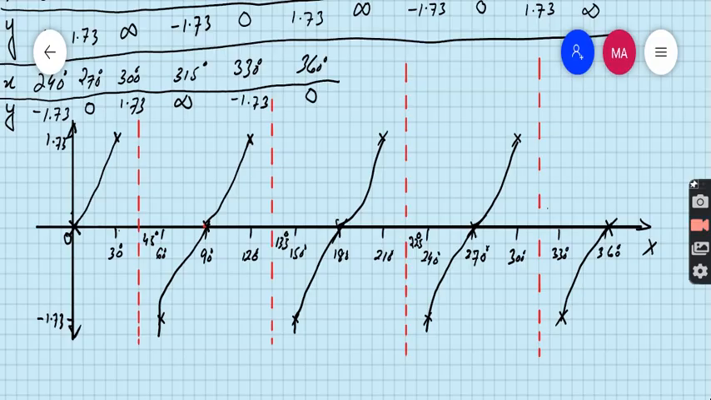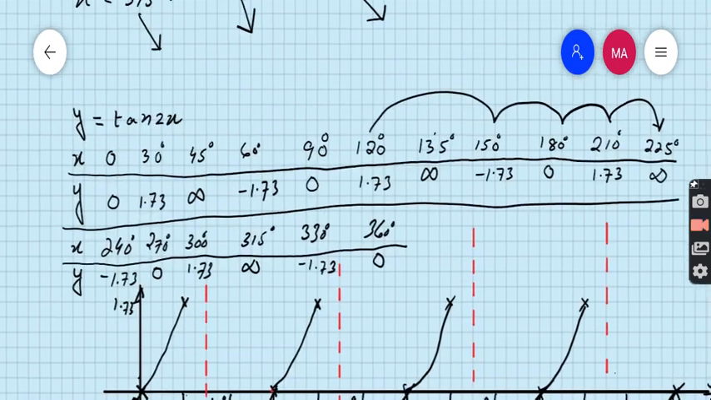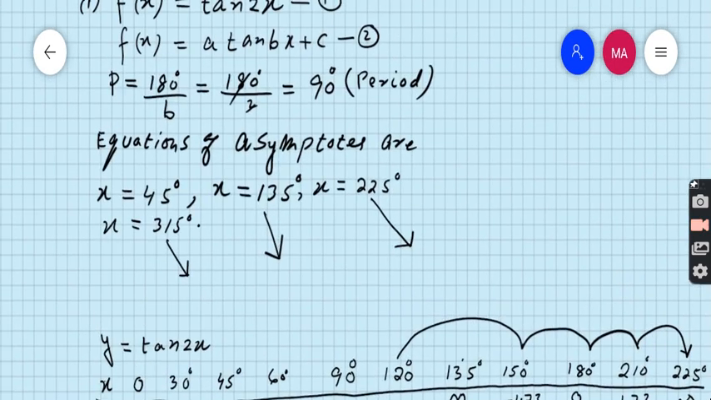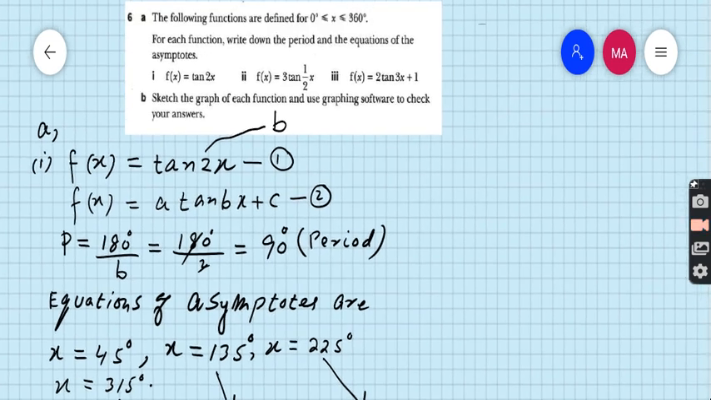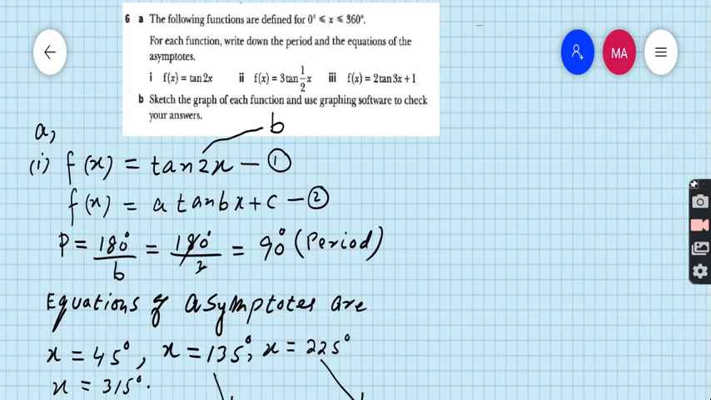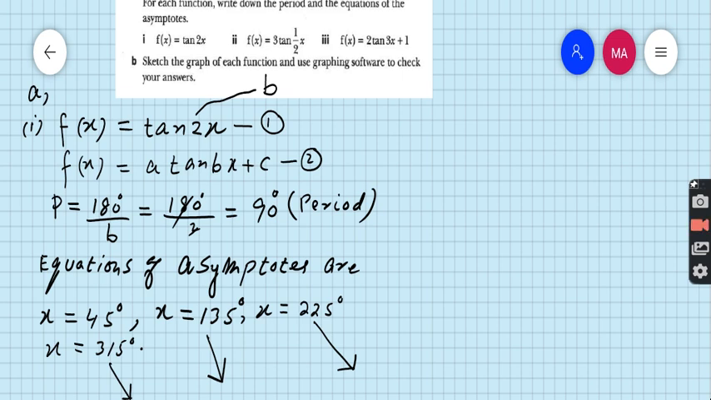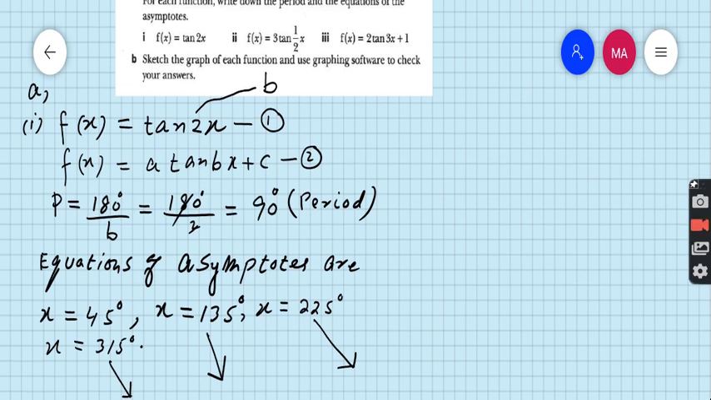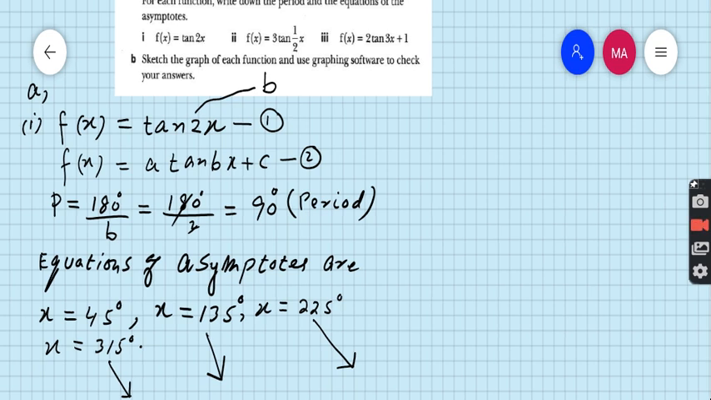So students, I hope you completely understand today's class. In today's class, we have learned how to draw the graph of the tangent function, what are asymptotes, what is the period, how to take the points, how to make the table, and what are the differences between sine, cosine and tan. So in the next lecture we will do the remaining two parts: f(x) equals 3 tan half x and f(x) equals 2 tan 3x plus 1.